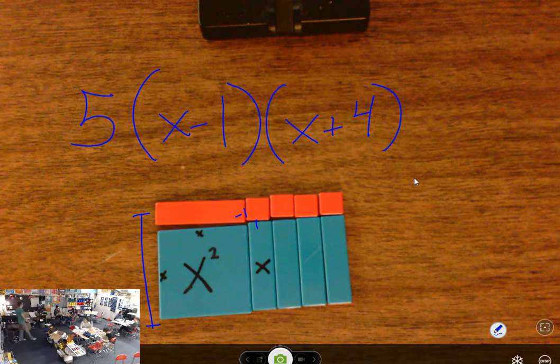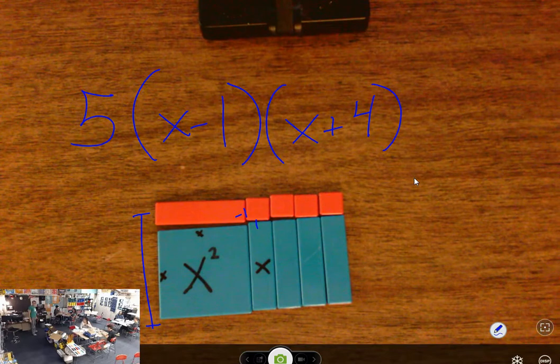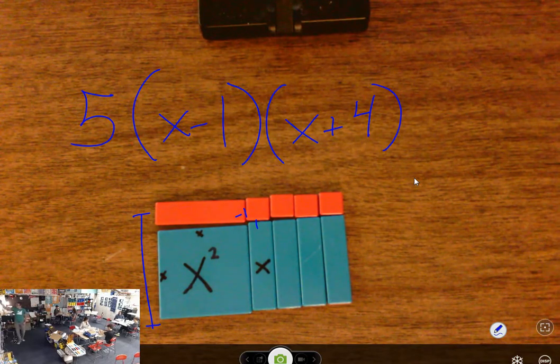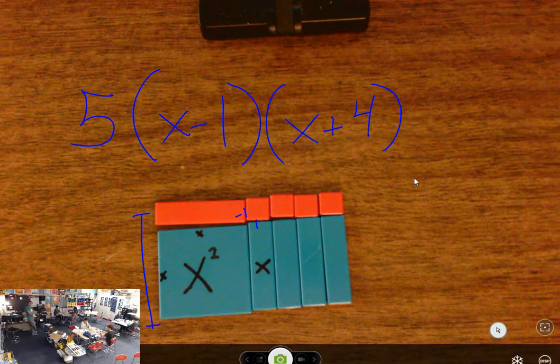Okay. Yes. We don't have x cubed. I don't think that's possible. Is that possible? It was Chris. So, you are correct. We do not have x cubed tiles. But what we do have is constant tiles that apparently aren't going to be used.